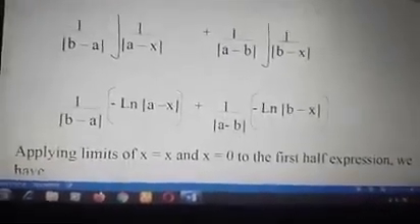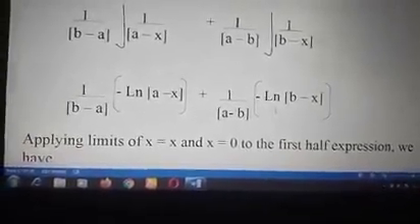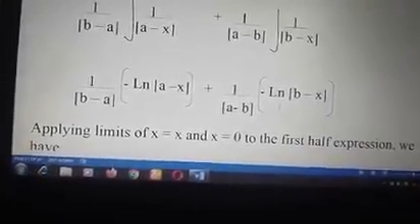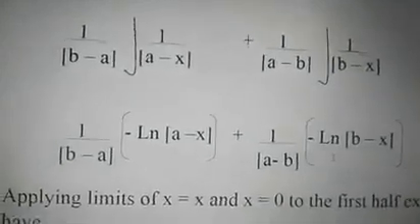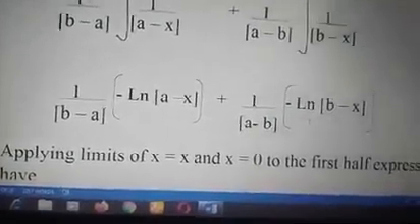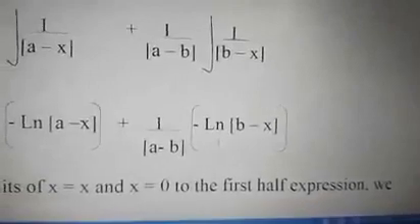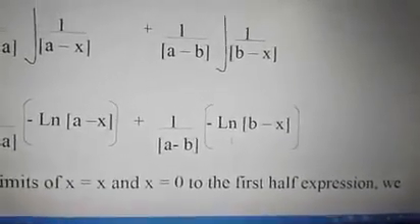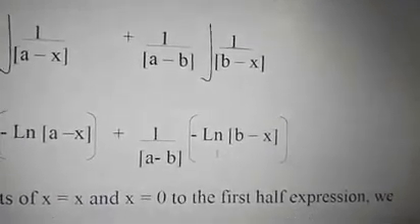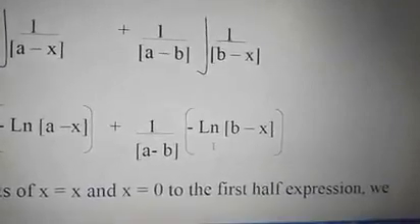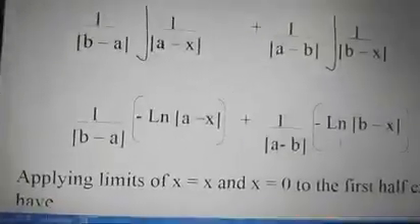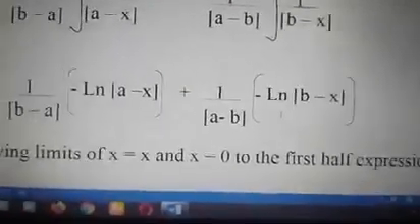If you integrate 1 over a minus s, you have ln a minus s. The minus sign in front of the ln a minus s is from the coefficient of s on the denominator of a minus s, which is minus 1. So you divide ln a minus s by minus 1, you have minus ln a minus s. Then if you integrate 1 over b minus s, you have ln b minus s. The coefficient of s on the denominator of 1 over b minus s is minus 1. So divide ln b minus s by minus 1, you have minus ln b minus s. Then we have 1 over b minus a in front of the first expression and 1 over a minus b in front of the second expression.